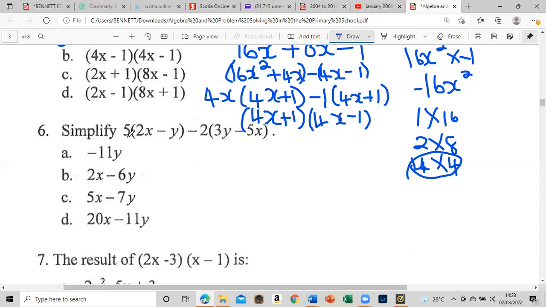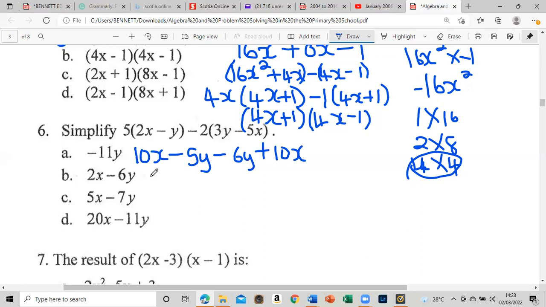Alright, so we're going to expand the bracket, because that's what bracket means, to multiply. So 5 times 2x, that's 10x. 5 times negative y, that's negative 5y. Negative 2 times 5x gives us negative 10x... and a negative times a negative gives us positive. Always remember that. 2 times 5, that is 10.